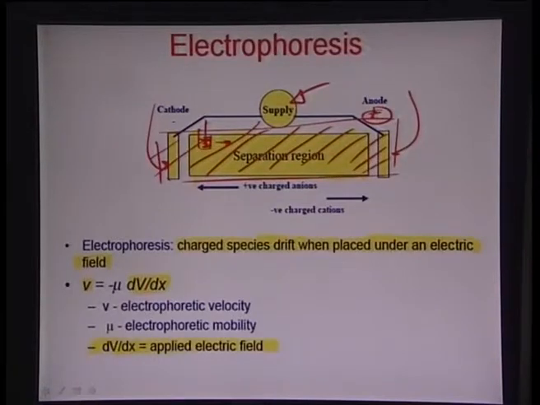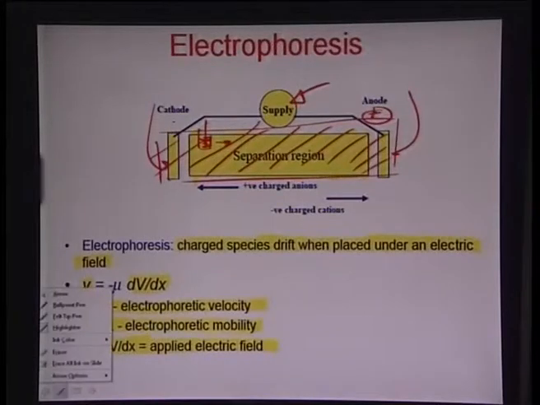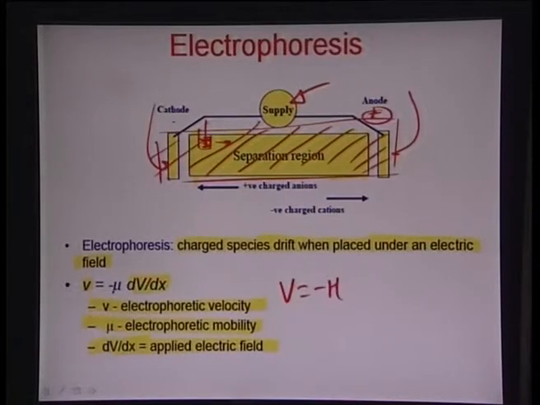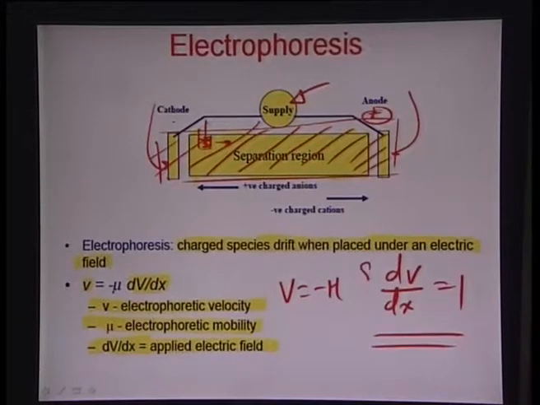Mu here is a constant of proportionality, which is essentially an estimation of the velocity per unit electric field applied, and it's a constant of proportionality between the electrophoretic velocity and the electric field. So mu equals V when dV by dx equals 1, right. So it's the velocity per unit electric field that we are talking about in terms of the mobility.